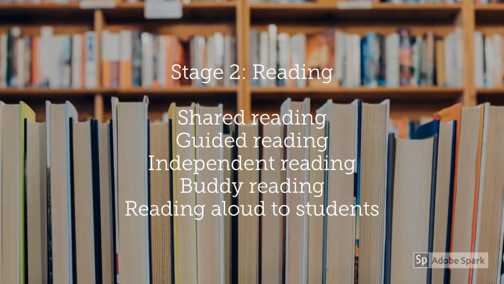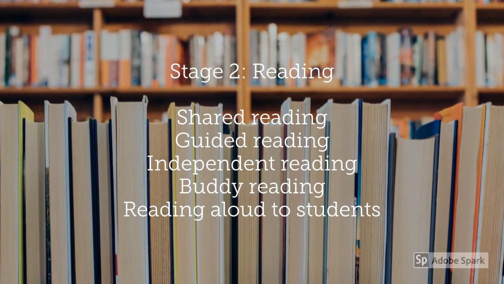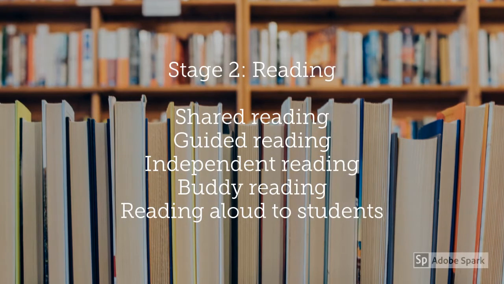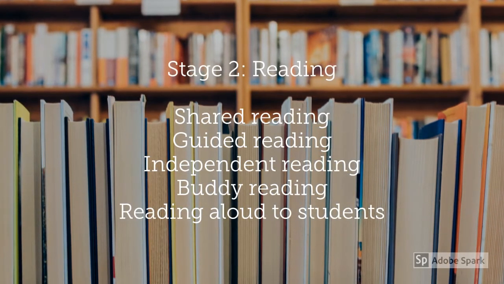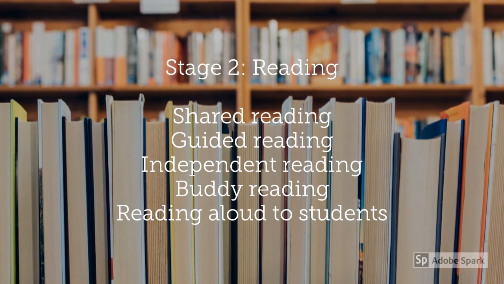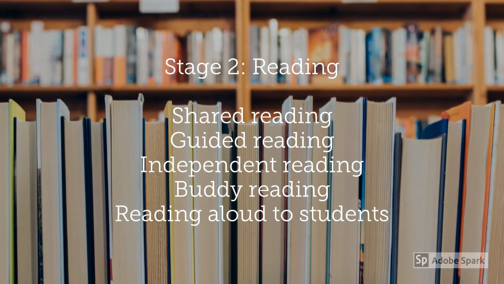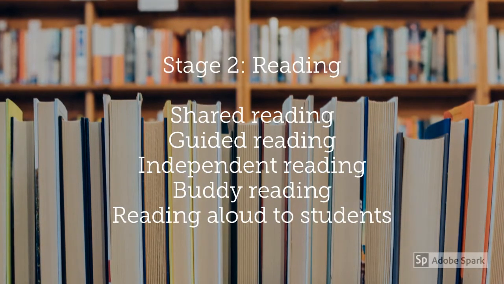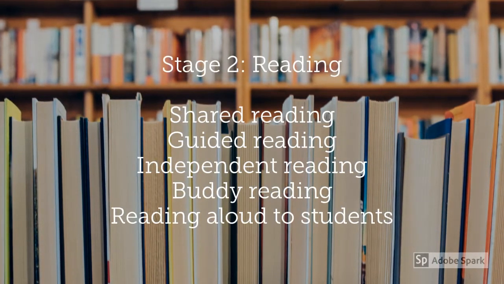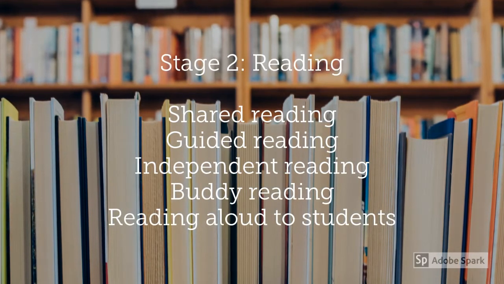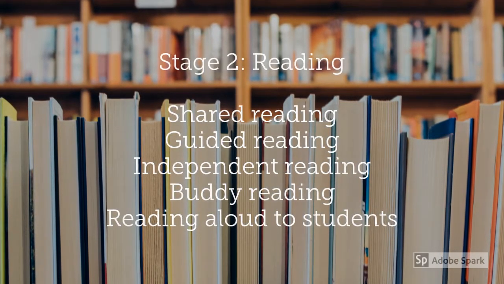Stage 2 is the reading stage. This is where the reading of the books takes place. This can be done in many ways. Shared reading, the students follow along from their own copy of the text as the teacher reads aloud. Guided reading, the students are grouped based off their ability and they are assisted by the teacher. Independent reading, they read by themselves at their own pace. Buddy reading, they read with a partner, or the students have the option to listen as the teacher reads aloud to them.